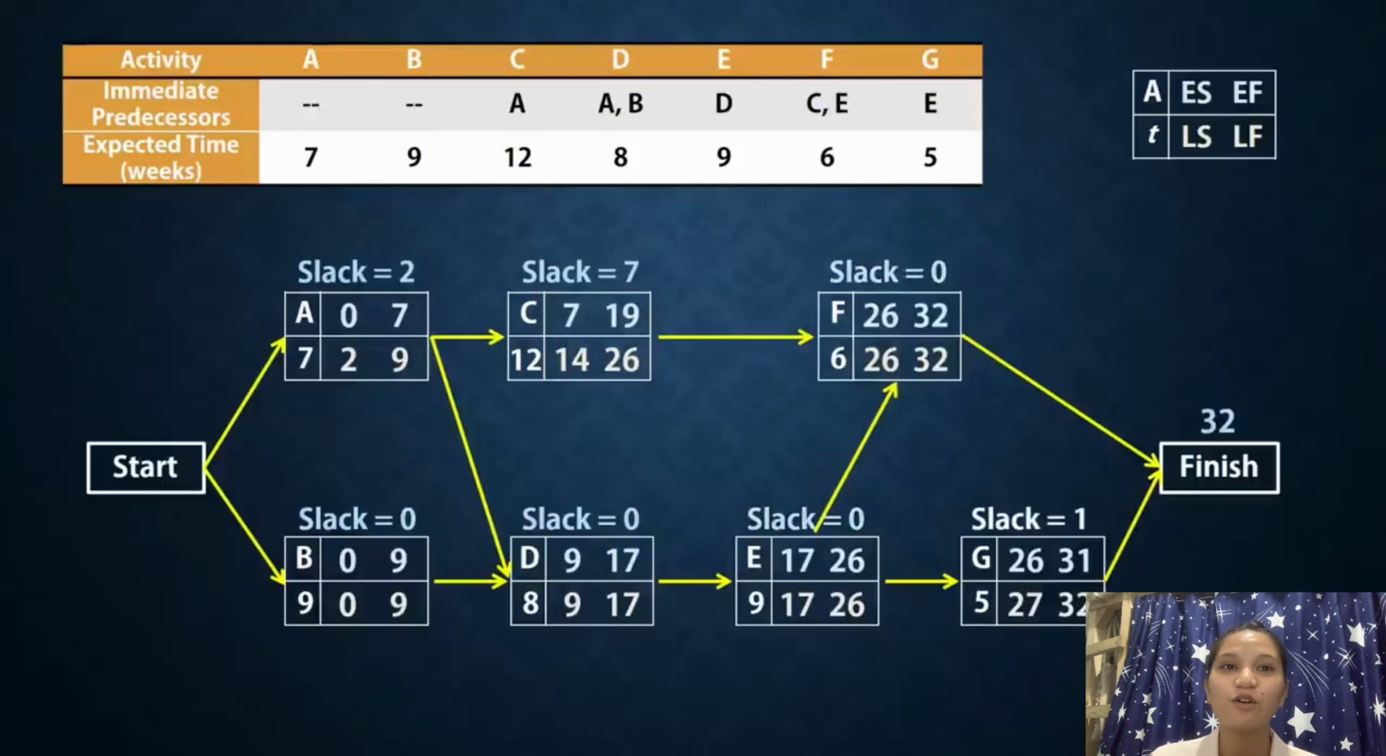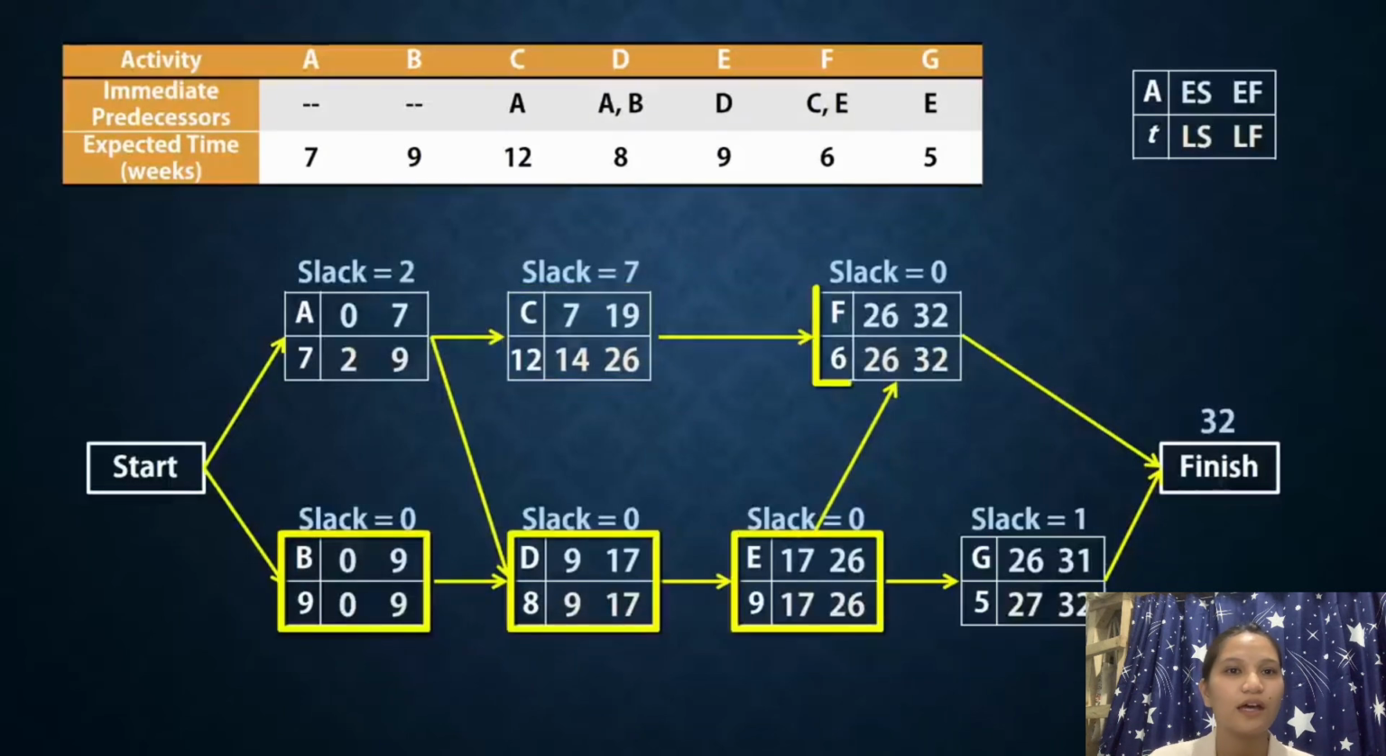Note, for example, that activity C can begin anytime between week 7 and 14, and it can finish anytime between week 19 and 26. Therefore, C can be delayed for up to 7 weeks, and the project will still be completed in week 32. Activities B, D, E, and F, on the other hand, cannot be delayed at all without extending the project's completion time. So for example, if D is delayed by 2 weeks, then the project completion time will be extended by 2 weeks as well, from 32 to 34.